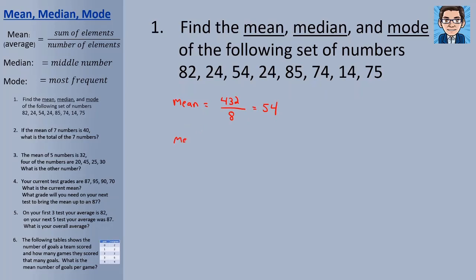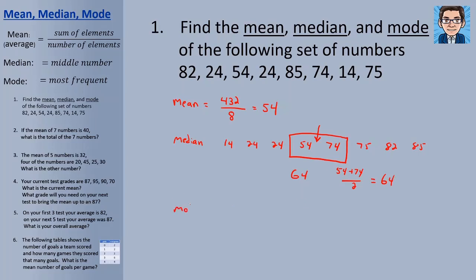All right, for the median, we want to find the middle number. So we're going to have to rewrite these in order. In order, these go 14, 24, 24, 54, 74, 75, 82, and 85. So the middle of these 8 numbers is going to be right here. There's not a number in the middle because there's an even number. So we take these 2 numbers and find the number halfway in between. You can see 54 and 74. The number halfway in between is 64. To calculate that, we just add 54 and 74, divide by 2, and that gets us the 64. We're just taking the average of those 2 numbers.